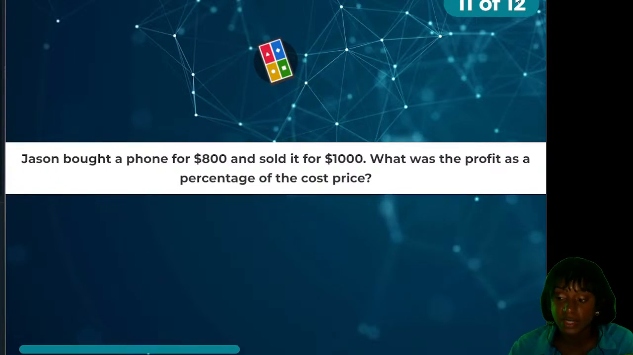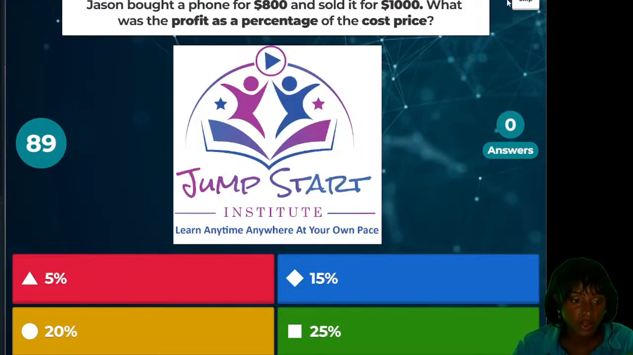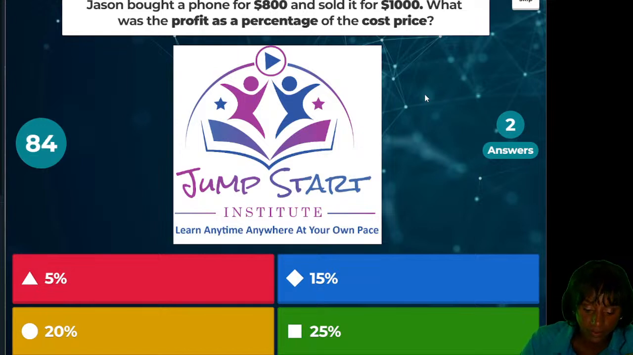Okay, this one is very similar. So again, calculate the profit, place the profit over the cost price, and then multiply by 100. The cost price in this case is $800. I'm giving you all a hint. The cost price is $800. The selling price is $1,000.